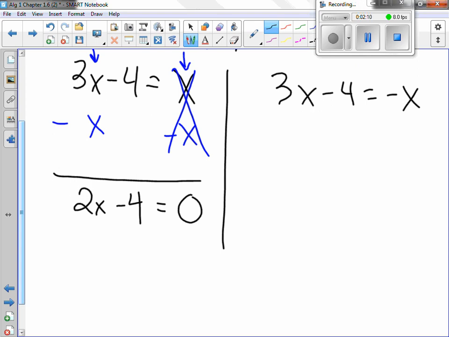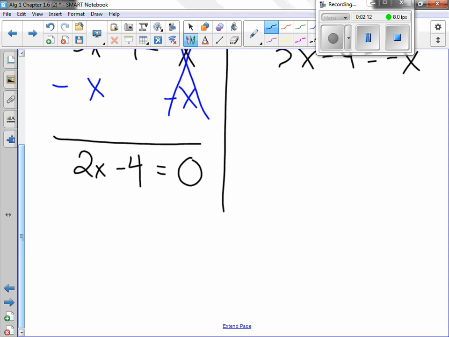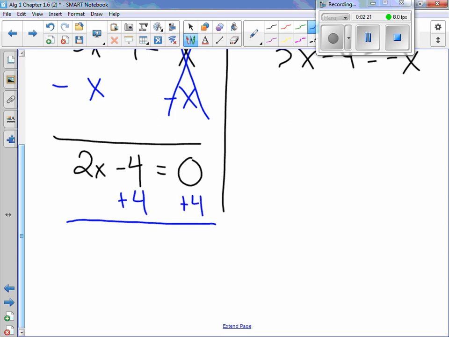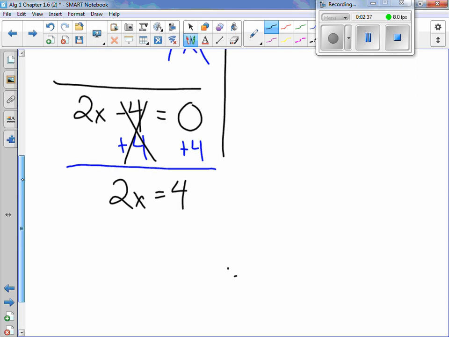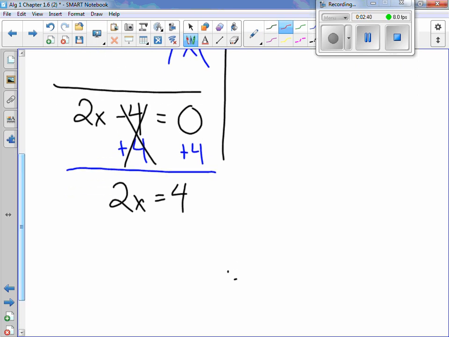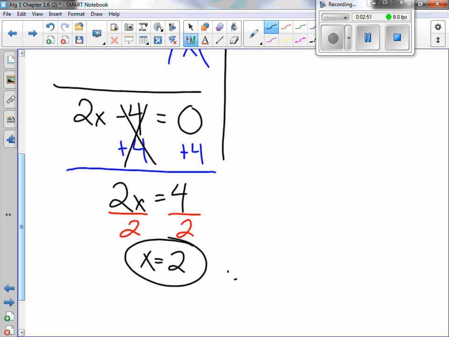Now we need to get them by themselves. So the negative 4, the minus 4, we need to move it over. And the main way we can move negative 4 over is by adding what? Positive 4, or adding 4 to both sides, because negative 4 plus 4 will cancel, leaving us with 2x is equal to 4. And what do we need to do next? We need to divide both sides by 2, which tells us x is equal to 2.